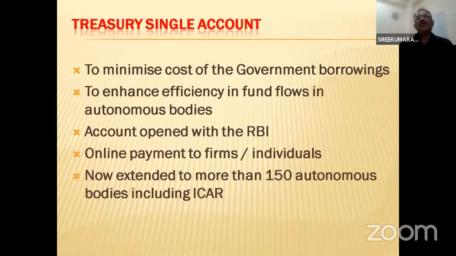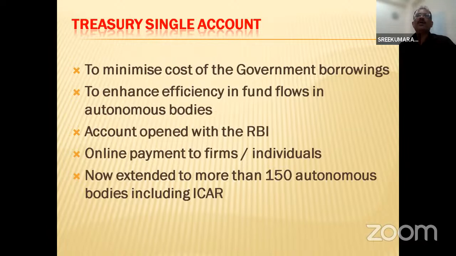Then, another important thing, as far as the cash book is concerned, for the accounts section, is the Treasury Single Account. This is a very good move by the government, and almost 150 plus autonomous bodies have been brought into the ambit of this Treasury Single Account. The intention of the government is to minimize the cost of government borrowings.